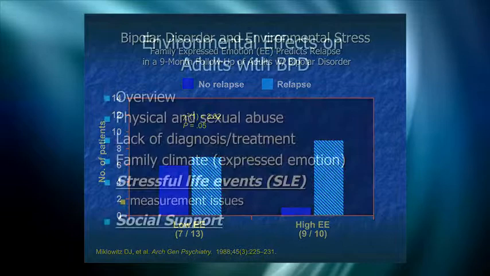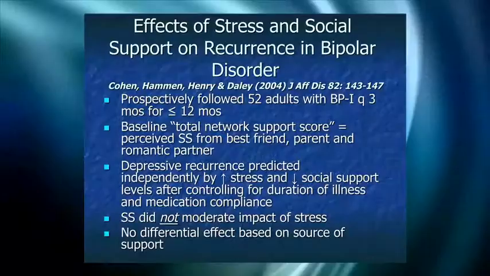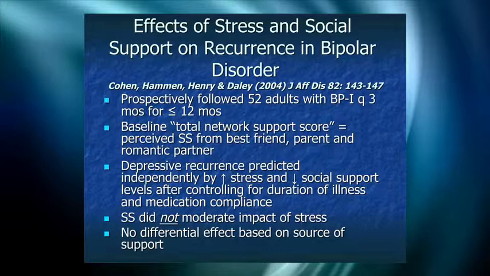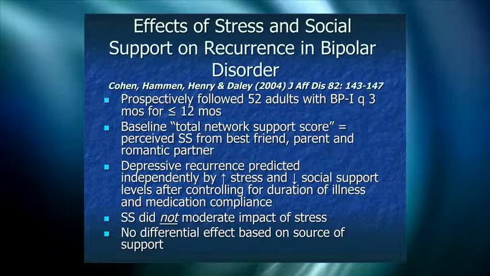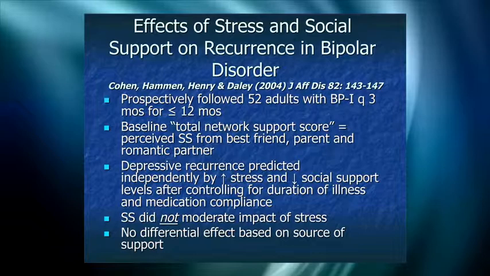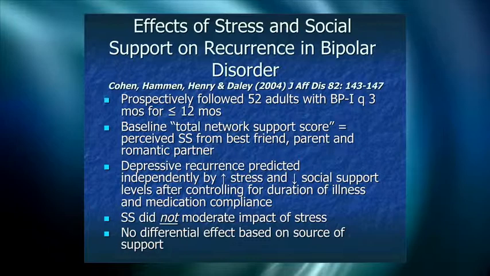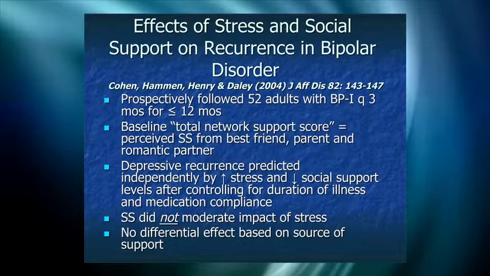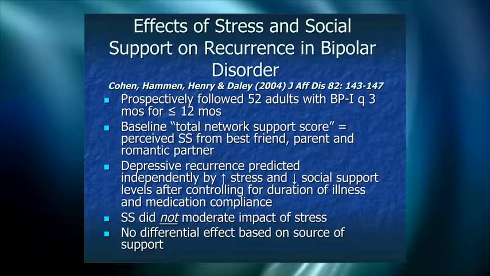How about stressful life events and social support? Connie Hammond and colleagues at UCLA prospectively followed 52 adults with bipolar type 1 every 3 months for up to 12 months, and they created a variable they call the baseline total network support score, and that was perceived self-support from your best friend, your parent, and your romantic partner. And what they found is that depressive recurrence was predicted independently by high degrees of stress and low degrees of social support levels after controlling for duration of illness and medication compliance. Social support did not moderate the impact of stress, and there was no differential effect based on where your support came from. So it's important to have support.